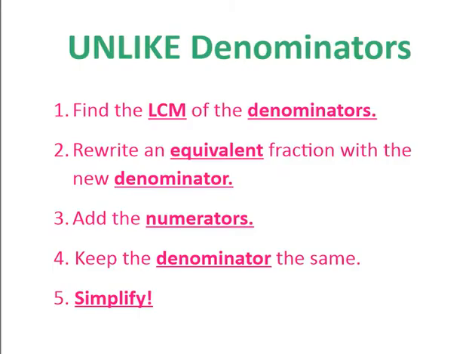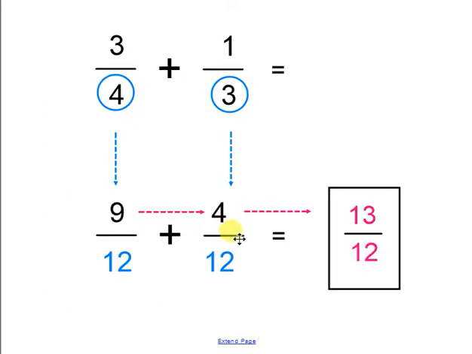All right, what do you do when you have unlike denominators? In order to add or subtract, we need to have like denominators. But when they're unlike, we need to go ahead and find the LCM of the two numbers. We're going to rewrite an equivalent fraction, which means an equal fraction, with the new denominator. Then I'm going to add the numerators or subtract them if necessary, keep the denominator the same, and simplify. So we're just adding some steps into the beginning.